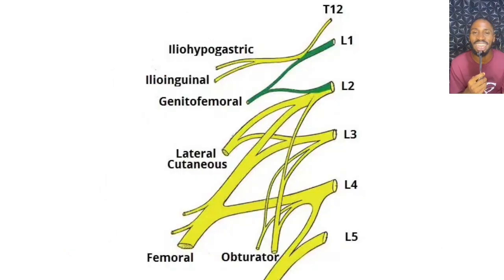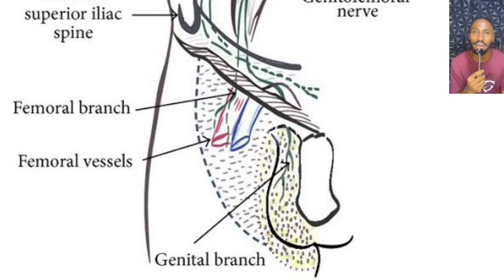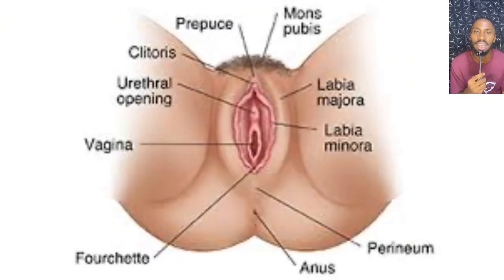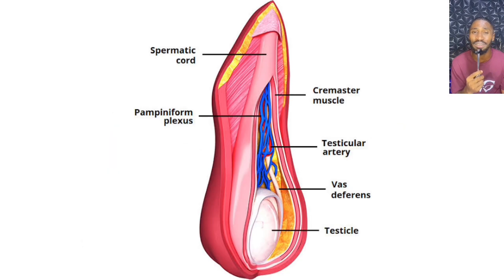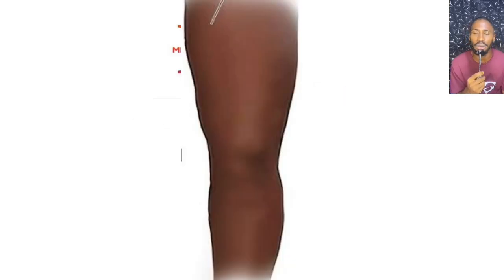Now, the next one is the genitofemoral nerve. During its course, it divides into a genital branch. The genital branch supplies the what? The same thing: the mons pubis for female and the labia majora, while for male it is innervating what? The root of the penis. But in the scrotum, it is innervating the cremaster muscle. Very simple. And the femoral branch gives a cutaneous branch to the what? Anterior compartment of the thigh. Just in the anterior, upper part, not the lower part.